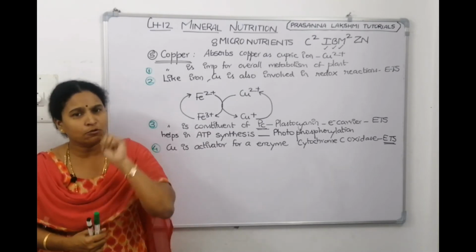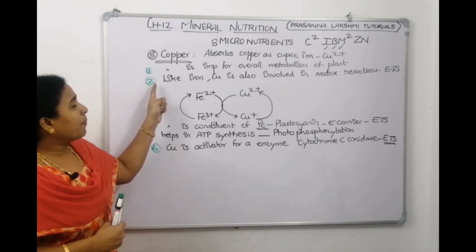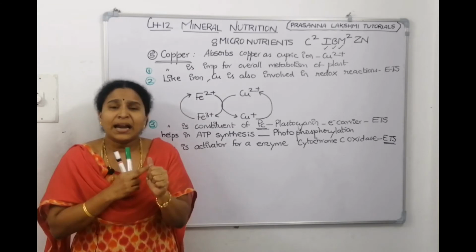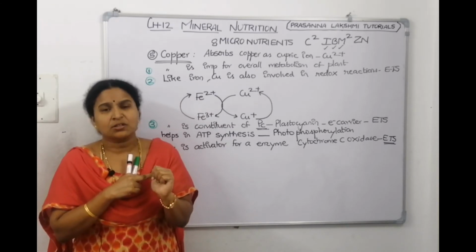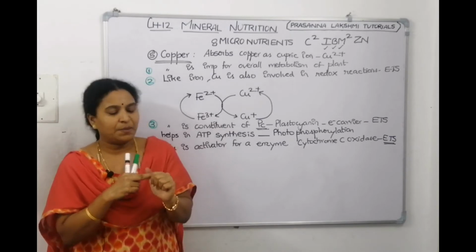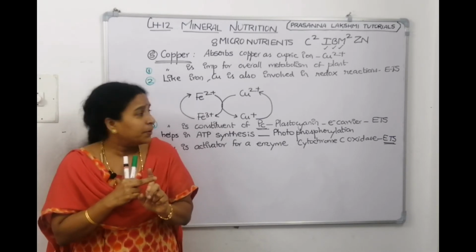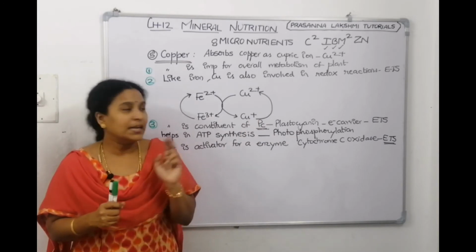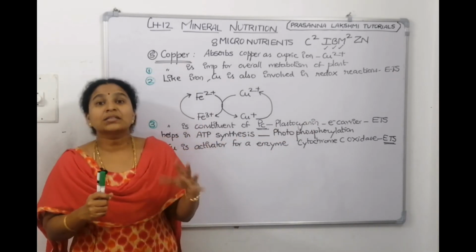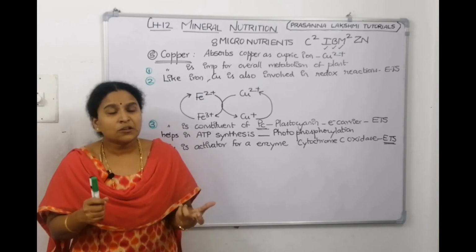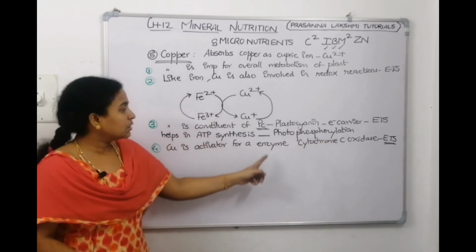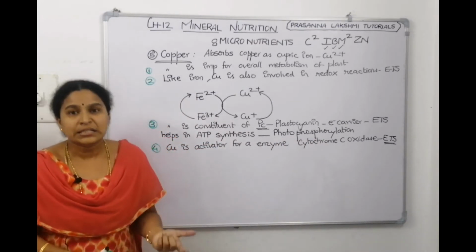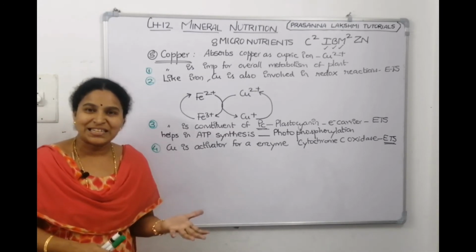How many roles? 4 roles we listed. What is the first role of copper? It participates in overall metabolism, overall development of the plant. Second, like iron, copper participates in redox reactions, Cu2+, Cu+, Fe2+, Fe3+, like that. Third one, it is a component of plastocyanin. What is plastocyanin? It is an electron carrier. Where do we find it? In ETS. So in ETS, what is happening? ATP synthesis. Synthesis of ATP means phosphorylation. In photosynthesis, it's called photophosphorylation. The last role of copper is an activator for an enzyme called cytochrome C oxidase. Where does it come? ETS.